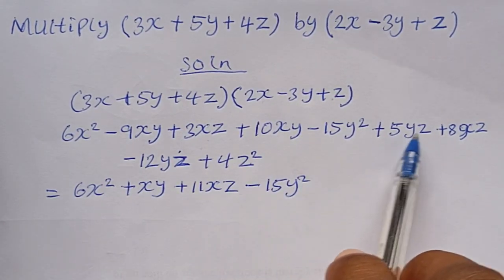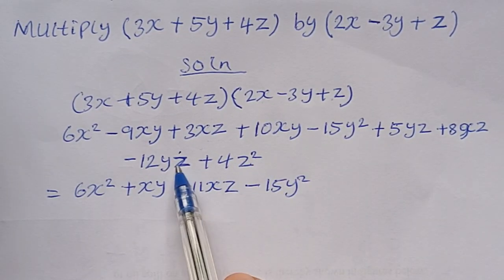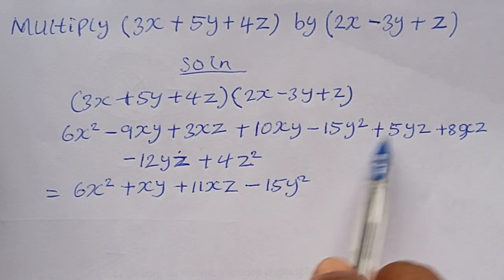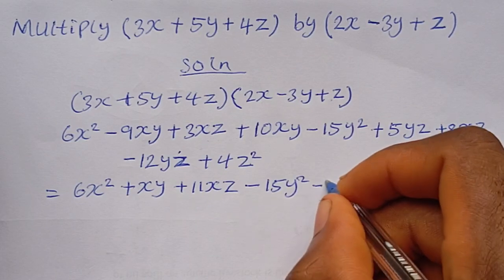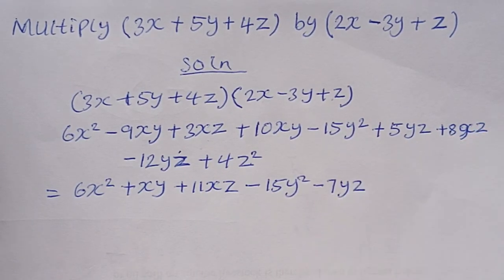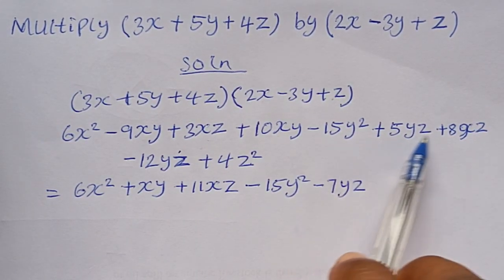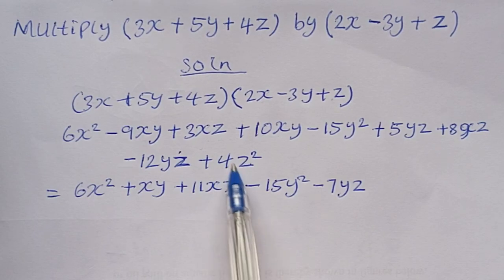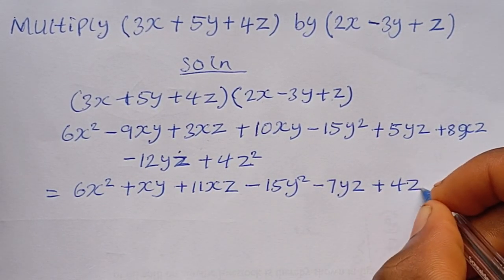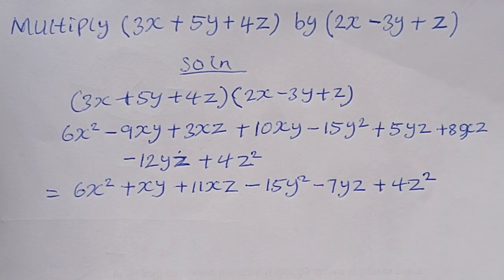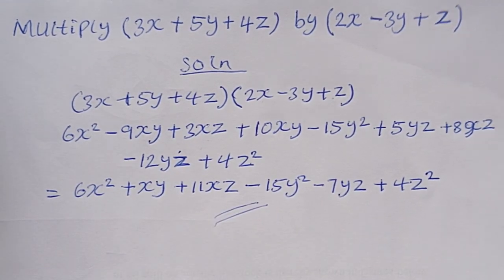We have yz. Then we have yz again. This is 5yz minus 12yz, which is minus 7yz. Which other one? We don't have another one again. This is okay. We have 4z squared. Then all these are unlike terms. This is the answer.